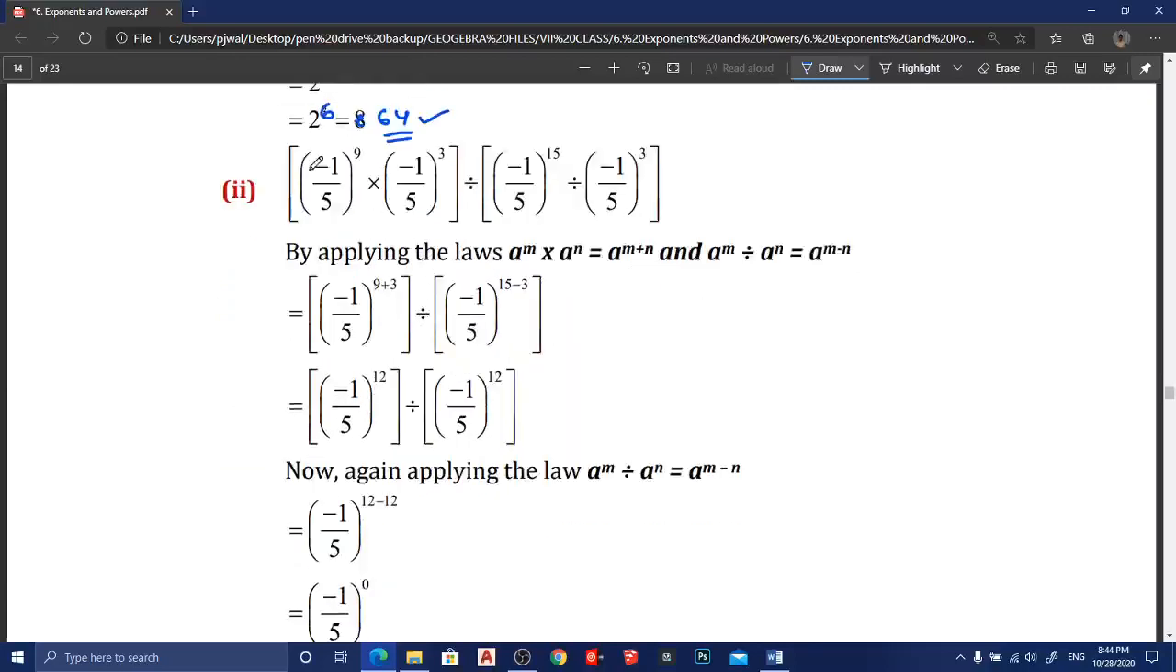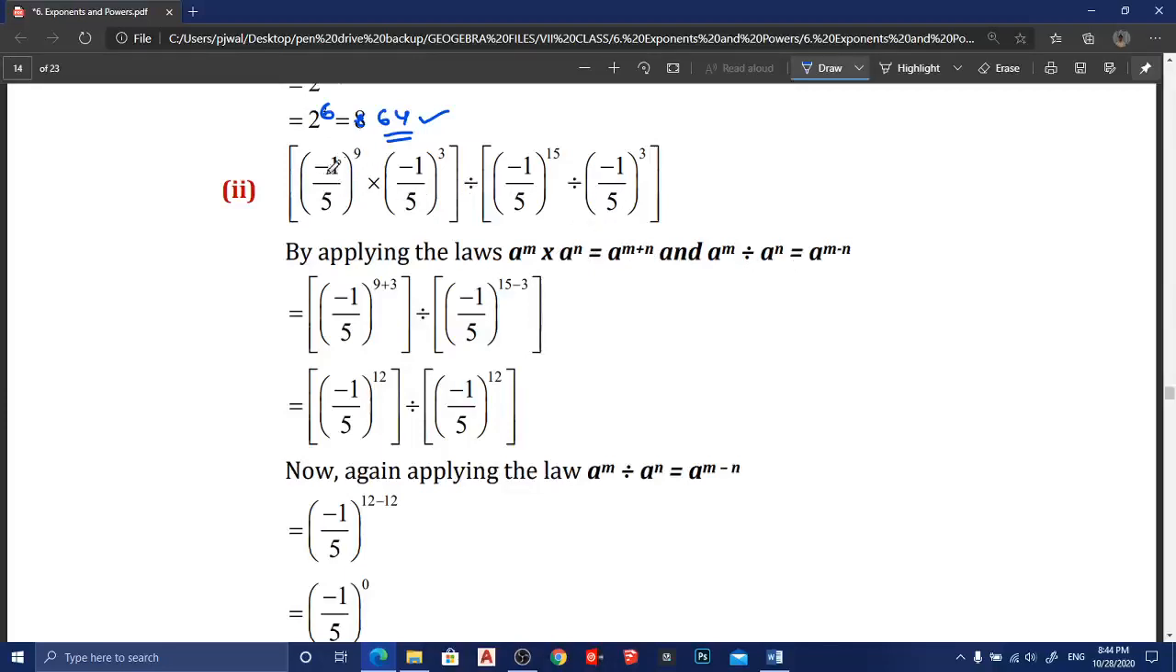Here, (minus 1 by 5) to the power of 9 into (minus 1 by 5) to the power of 3, so this bracket is closed, divided by (minus 1 by 5) to the power of 15 divided by (minus 1 by 5) to the power of 3. Even though it is looking like a very big problem, it is very simple. If you know the formulas, by applying these exponential formulas, laws of exponents, you can simplify them very easily.